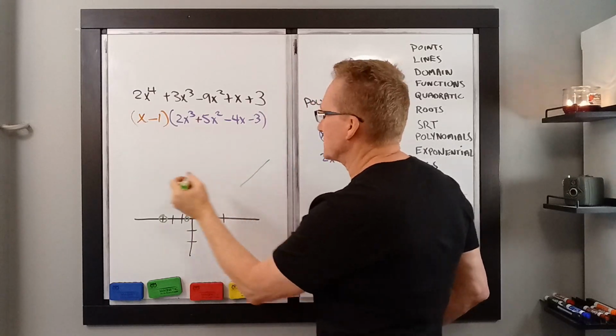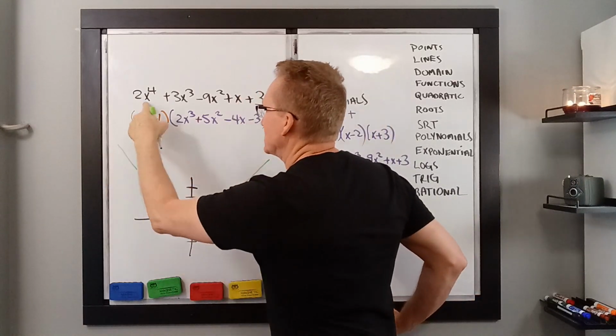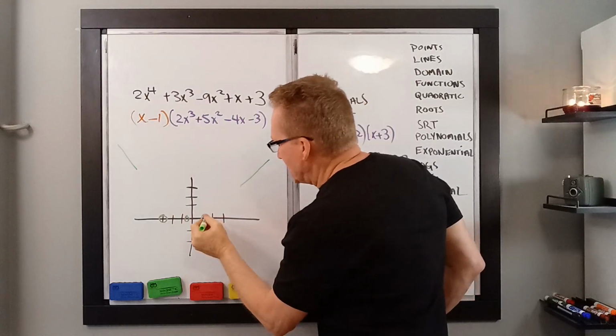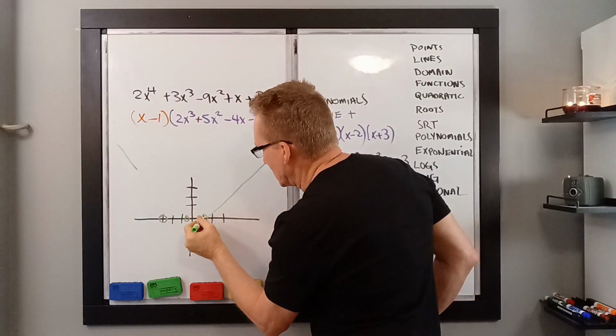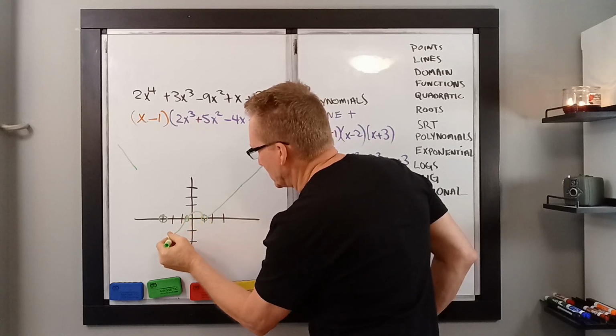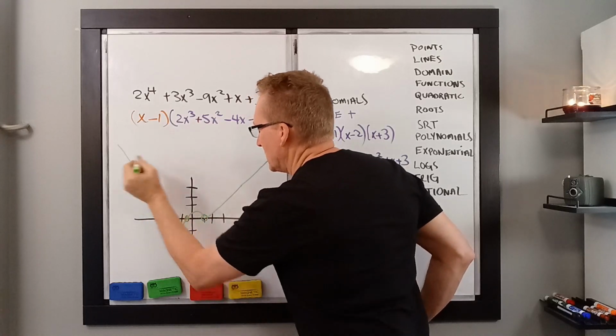So we know this goes to infinity this way and this way, because it's a 4th power and it's positive. And it touches here only once and then sort of bounces off. So it touches like this and then bounces off, but it goes right through this one, comes up through that one, and goes off again.